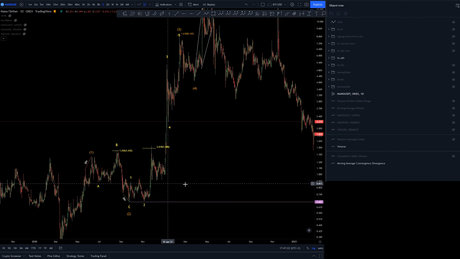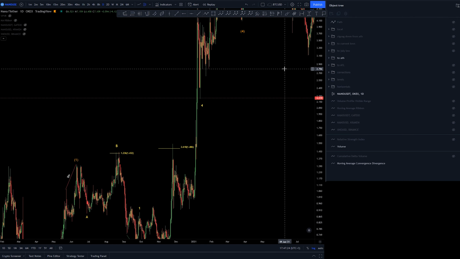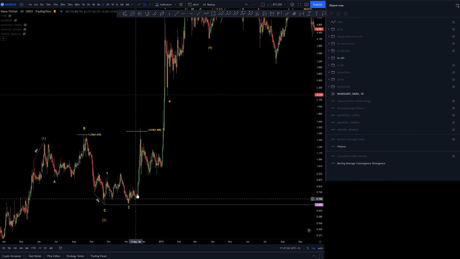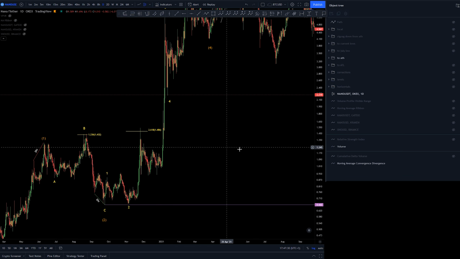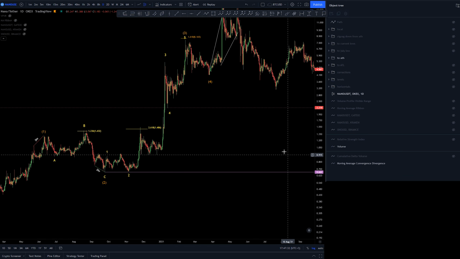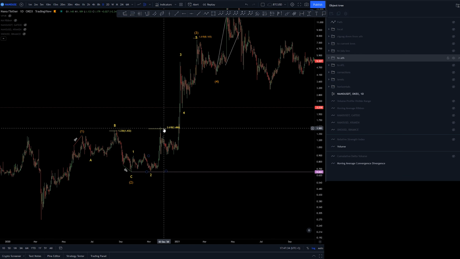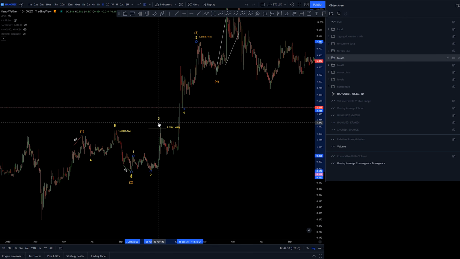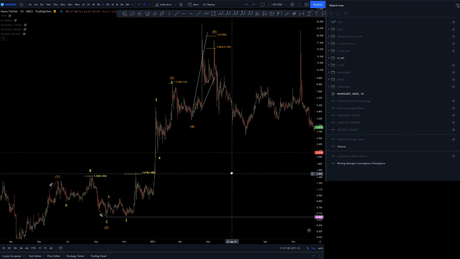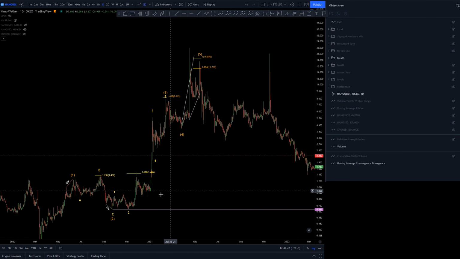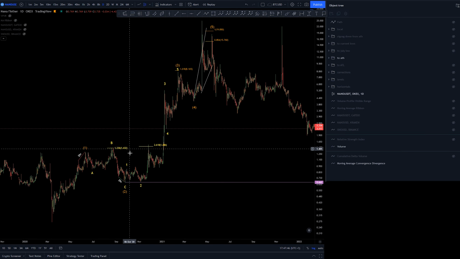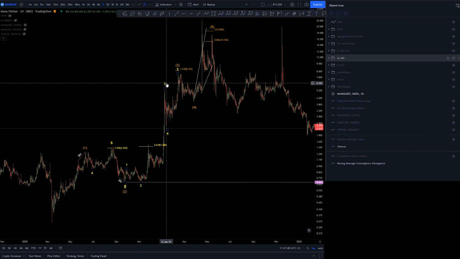Smaller degree is a bit weird looking. It is just 1, 2, 3, 4, 5. This extension here is already 2.618, so it could be valid for 3 here as well, but it looked better to me to have this structure all the way up here for the large wave 3.